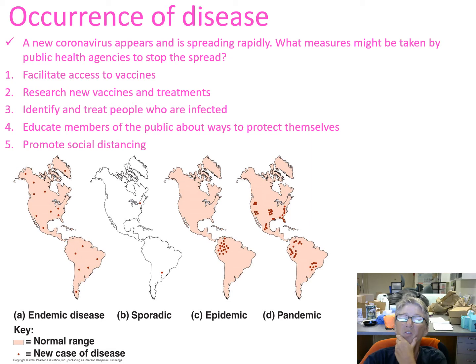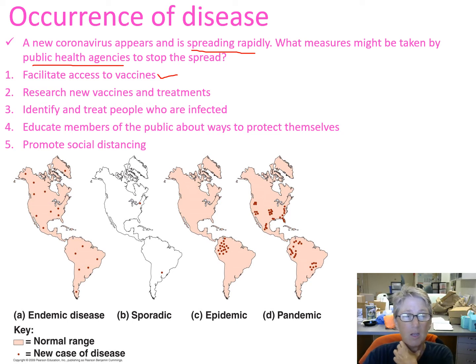Occurrence of a disease. So, a new coronavirus. Here's a question, but it's kind of a case study. A new coronavirus appears and is spreading rapidly. What measures might be taken by public health agencies to stop the spread? Lots of things you can do, but some of the things you could do: facilitate access to new vaccines. So let's get our scientists working on new vaccines.